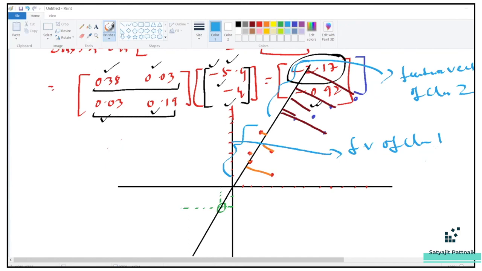Okay, you can also call these points which are projected on the line the set of scalar values of the one dimensional space, right? Similarly, these are the set of scalar values of the one dimensional space of class 1, right? And this line is called your projection vector. Okay, so this is all about LDA.